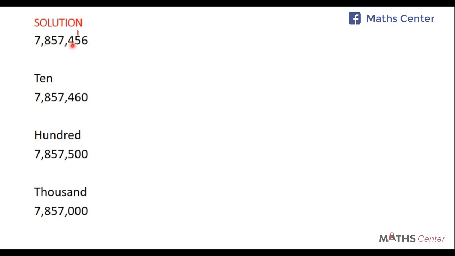Since the number in front of the digit whose place value is 1,000 is less than 5, you are going to change the remaining digits to 0. So here write 7, 8, 5, 7. Then the remaining digits, which are 4, 5, and 6, will all be 0. So 7, 8, 5, 7, 0, 0, 0.